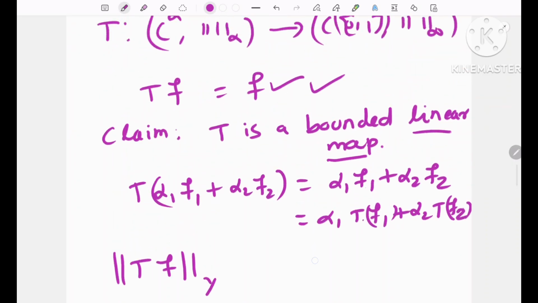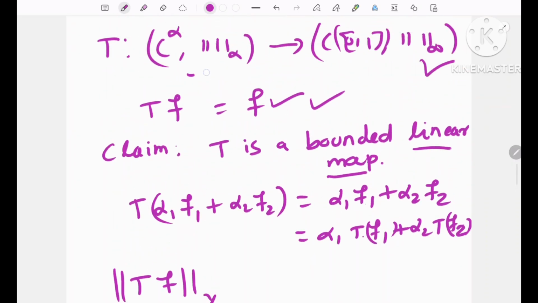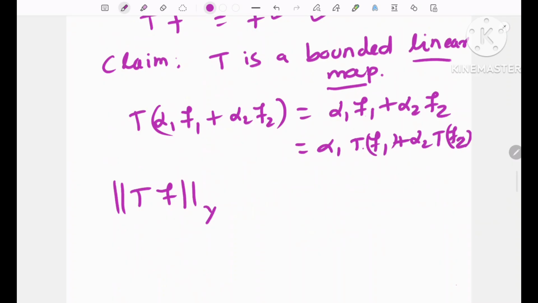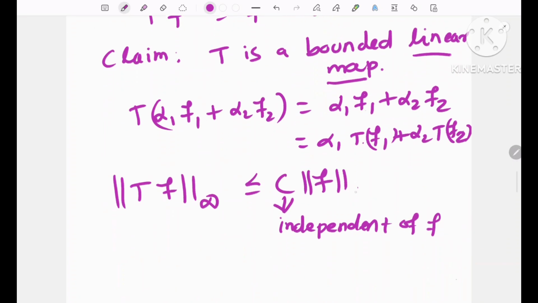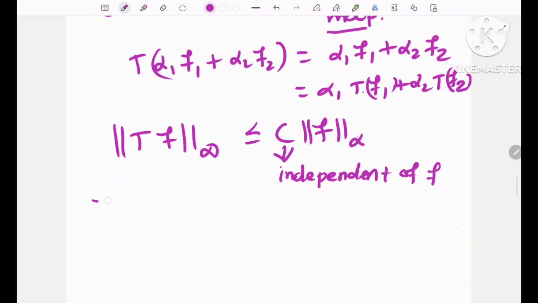we have to prove that the norm of T of f with respect to the codomain norm, here y is the codomain and this is the domain, with respect to the codomain norm, which here is the supremum norm, should be less than or equal to c times, where c is independent of f, the norm of f with respect to the domain norm, which is the alpha norm. By the definition of T, it is the identity map, so this should be less than or equal to c times the alpha norm of f.